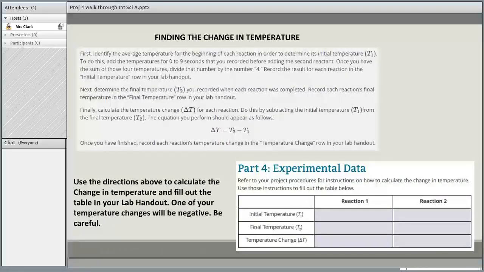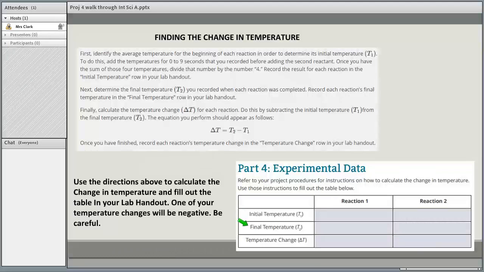Then you're going to be asked to find the change in temperature. To do that, there's another little chart in part 4 for the experiment. It says the initial temperature. So this would be the temperature of substances at the very beginning. You run a little bit of a test while you determine what the initial temperature is, to make sure it's not going to fluctuate before you actually start the reaction.